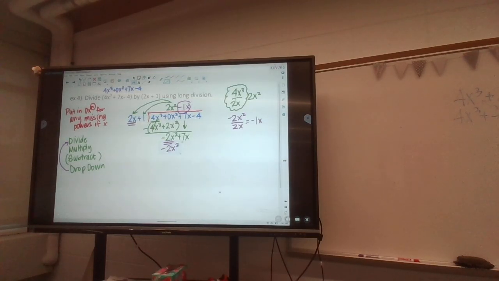And again, if we know we're doing things correctly, those first two terms should always be opposites or the same and they'll cancel. Wait, so we'll multiply negative 1 to the negative 2x squared? Negative, so we're multiplying this over here. Oh, yeah. That's what I thought. So negative 1x times 2x is a negative 2x squared. Negative 1x times positive 1 is a negative 1x.